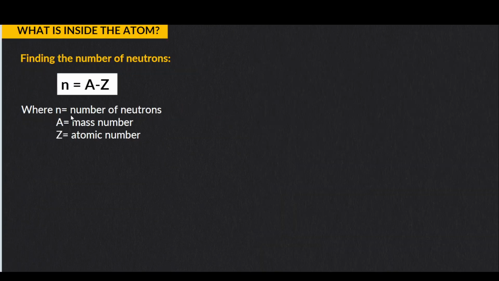So to find the number of neutrons, we can use this formula, because mass number is the total number of neutrons and protons, and proton number is just the atomic number. So if we subtract the atomic number, which is the number of protons, from the total mass number, which is protons plus neutrons, we will get only the number of neutrons.